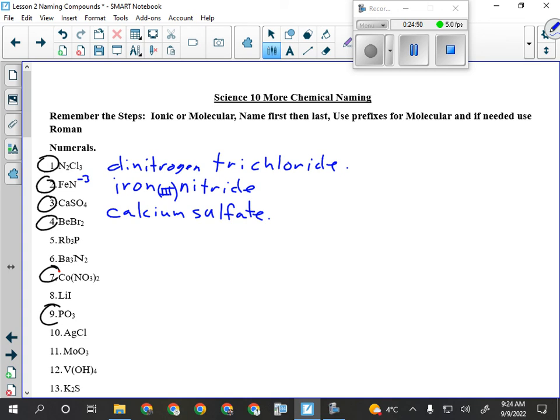All right, number 4, we got beryllium with bromine. Okay, so is beryllium a metal or a non-metal? It's a metal, so this is an ionic compound. Beryllium bromide. Okay, that one's about as easy and basic as they come. No Roman numerals required for that.